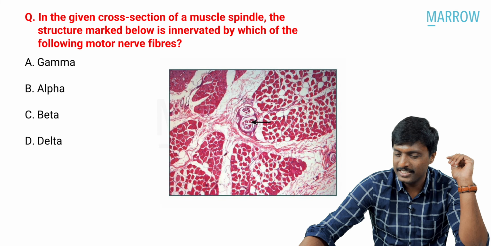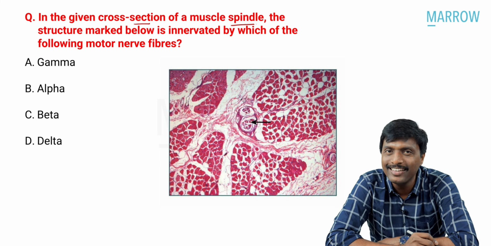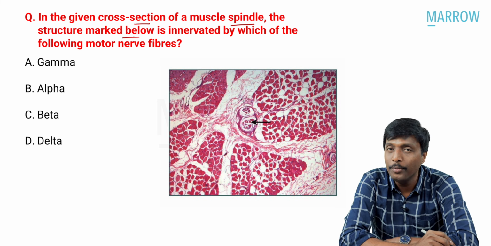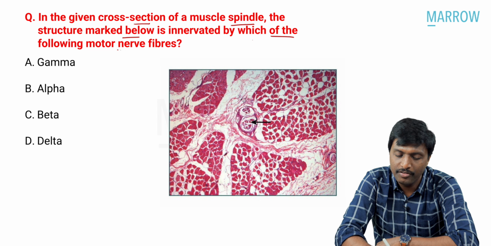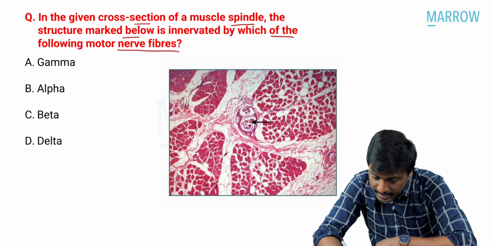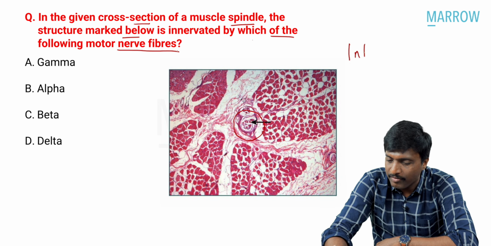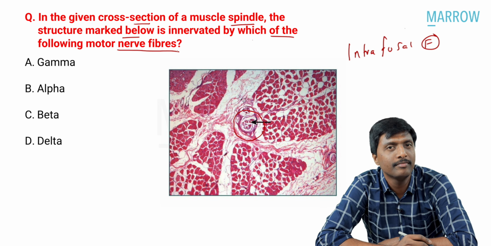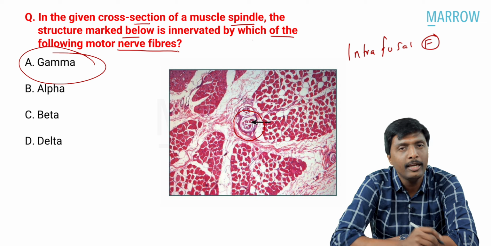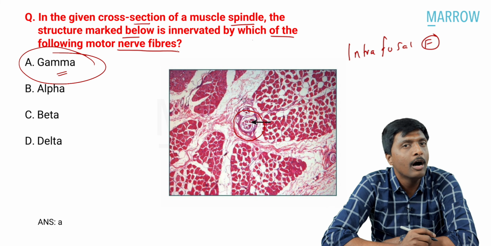What about the next question, sir? In the given cross-section of a muscle spindle, the structure marked below is innervated by which of the following motor nerve fibers? And where is the arrow mark, sir? Are you clearly seeing, friends? Here. What is this fiber? Remember, these fibers are our very well known intrafusal fibers. They are actually innervated by gamma motor neuron. So the answer is option A, gamma.